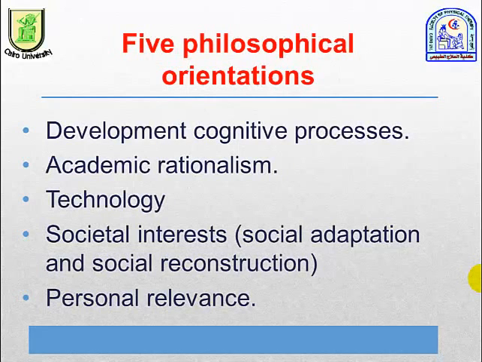First one, development of cognitive process. Second, academic rationalism. Third one, technology. The fourth, society interest in the form of social adaptation and social reconstruction. And the last one discusses personal relevance. The first one, development of cognitive processes.